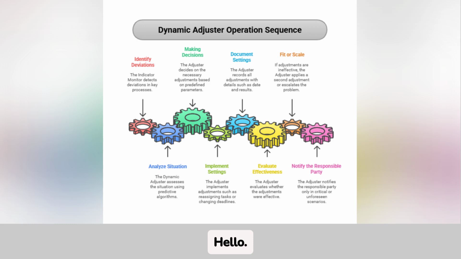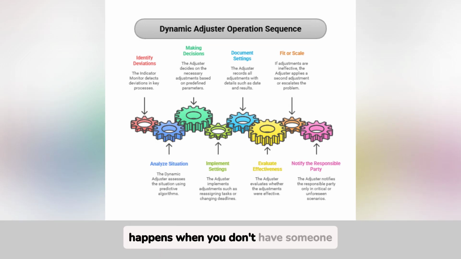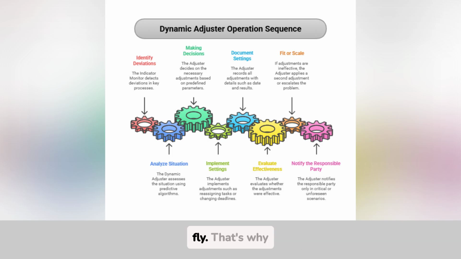Hello. Look, this is what really drives me crazy. The plan was well thought out, we launched it, everything was going well. But now I see that the results are starting to decline. And no one noticed until we'd already lost a week. It's not that it was a strategic error, but that no one was paying attention to the changes. Normally, that's what happens when you don't have someone constantly monitoring and, above all, adjusting on the fly.